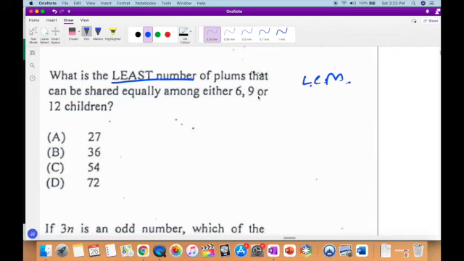Well, we can see it's not 27 because 27 divided by 6 is 4.5. So it can't be 27 because 27 is not a multiple of 6. So it would probably have to be 36 because I know 6 times 6 is 36. 9 times 3 is 27. 9 4s are 36. And then 12 3s are 36. So the answer here is 36.